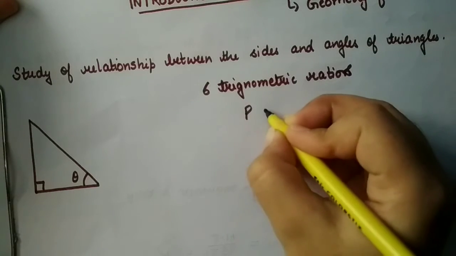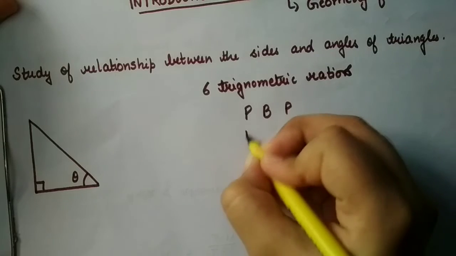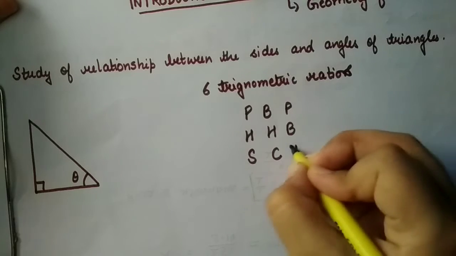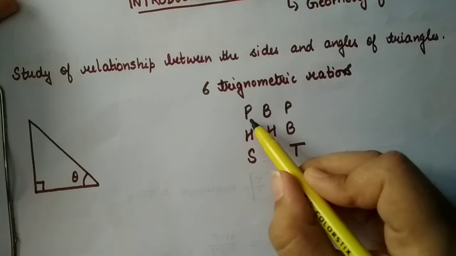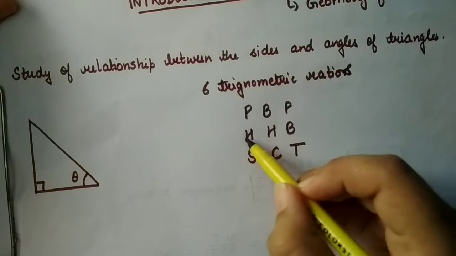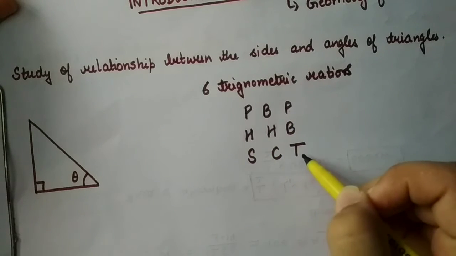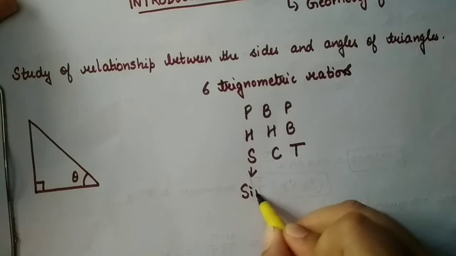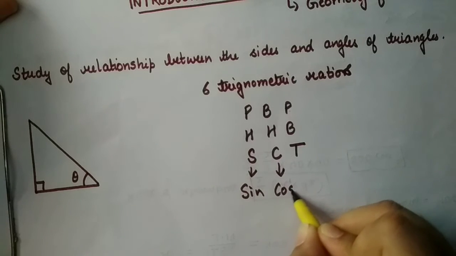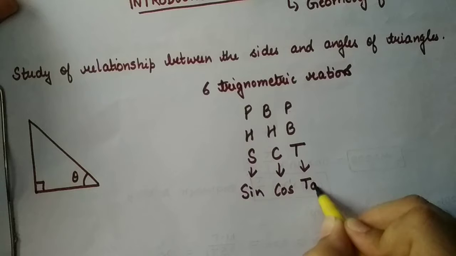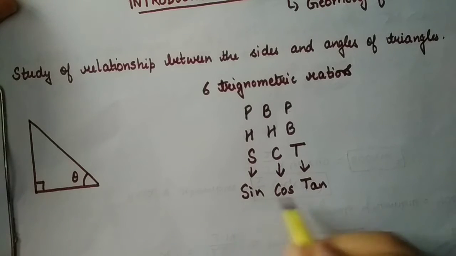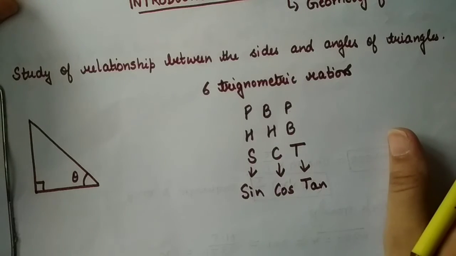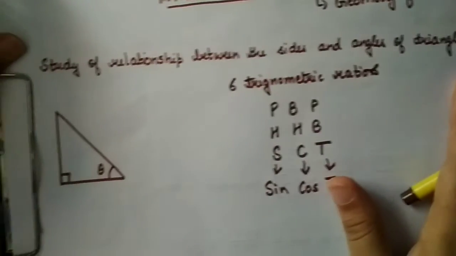It is P, B, P, H, H, B, S, C, T. You can remember this by saying it as Pandit Badri Prasad Hari Hari Bol Sona Chandi Tol. Okay, so S stands for sine, C stands for cos, and T stands for tan. And these are the first 3 trigonometric ratios that you will learn. Okay, so first of all, let us talk about the sides of the triangle.